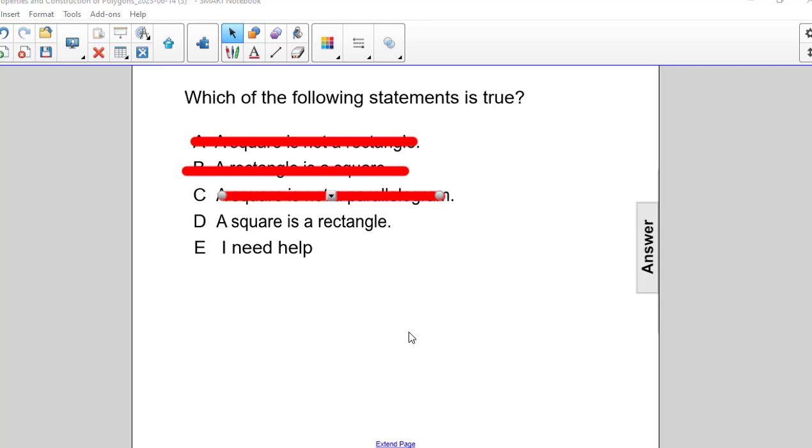Well, that leaves me with statement D. A square is a rectangle. And that indeed is true. A square is a special subset of rectangles. In other words, a square meets all the requirements of a rectangle with the extra added stipulation that all four sides are equal. So statement D is the true statement.